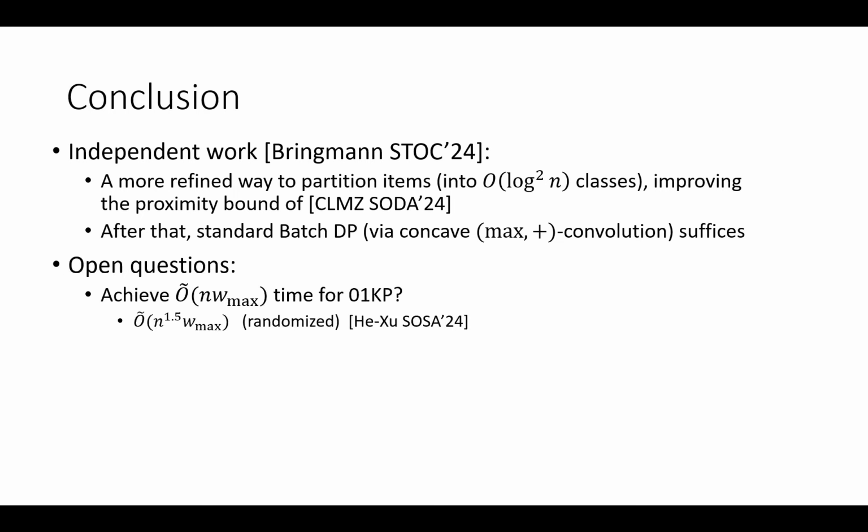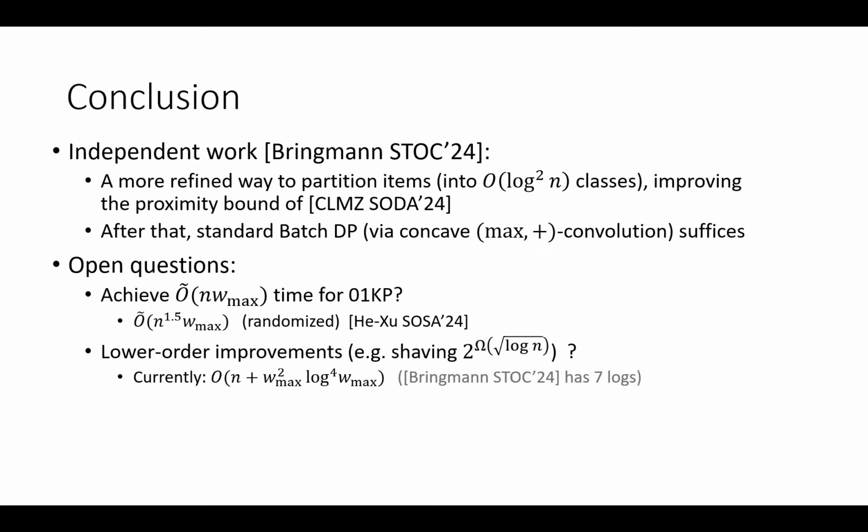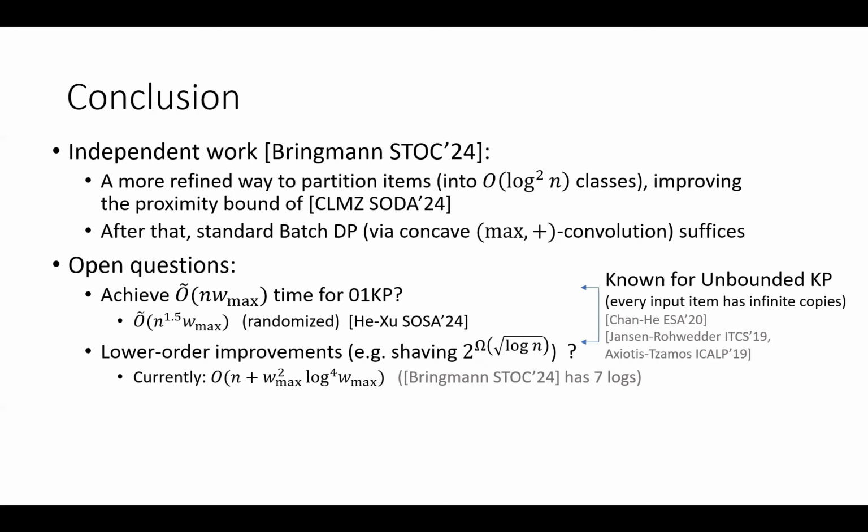Now let me mention some open questions. First, can we achieve O tilde of n times W max time for 0-1 knapsack? This would also match the conditional lower bound based on the max-plus convolution conjecture. And currently, the best result along this direction is an n to the 1.5 times W max time algorithm by He and Xu. And a second question is, can we obtain lower order improvements? Currently, our algorithm has running time n plus W max squared times log factors. Let me remark that both these open questions are already solved for the easier problem, which is the unbounded knapsack problem, where each input item has infinitely many copies.